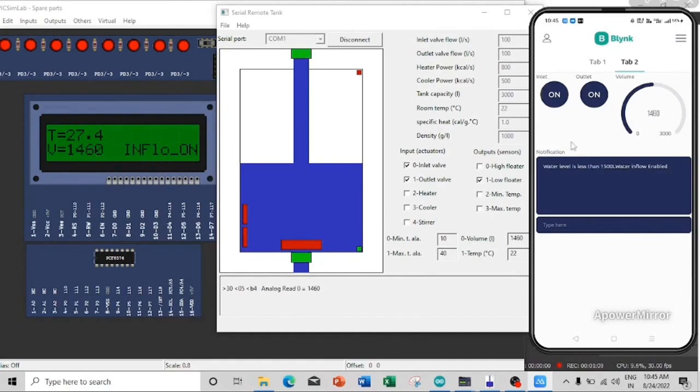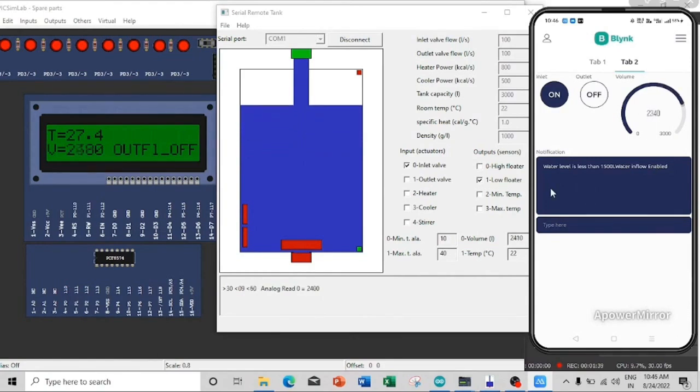Whenever the water level falls below 1500 liters, the inlet valve should turn on, and a notification will appear indicating the low water level. We cannot turn off the inlet when the water level is below the cutoff. If we turn off the outlet, the water level will increase again and a notification will pop up when it reaches the maximum capacity of 3000 liters.